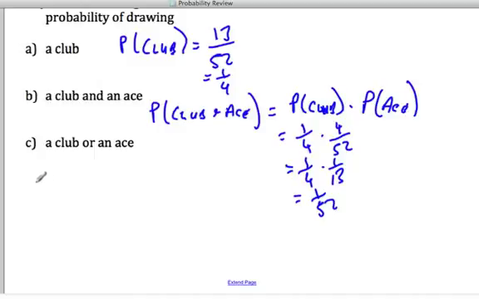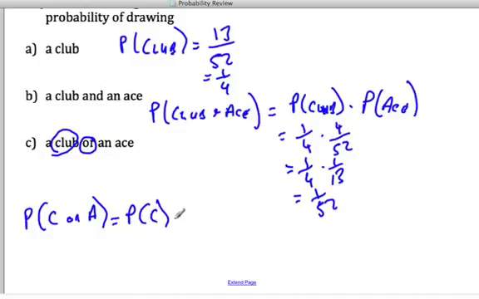So next, what's the probability of drawing a club or an ace? And so now we have to ask, is that mutually exclusive or non-mutually exclusive? And you can draw a club and an ace, and that's the ace of clubs. So the probability of a club or an ace will be equal to the probability of drawing a club plus the probability of drawing an ace minus the probability of a club and an ace.